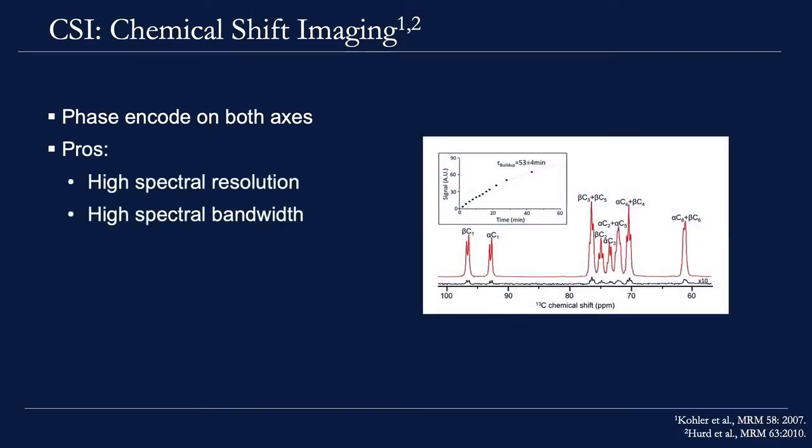So the benefits of a CSI approach are they give you really the highest possible spectral resolution and spectral bandwidth. So you're able to encode a large range of frequencies, and you're able to encode them with very high spectral resolution, so a small bandwidth per point. But this comes at a significant cost, right? So what's the biggest downside to CSI compared to just a Cartesian type sequence? What's the issue?